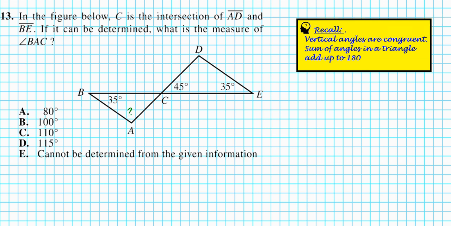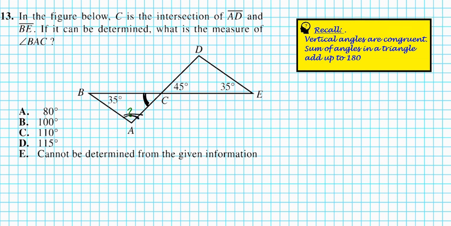Now some things to remember concerning elementary geometry are as follows. Vertical angles are congruent, okay? And you also have to remember that the sum of angles in a triangle add up to 180, or they're supplementary. That means exactly the same thing, okay? Now let's see what we can do here. We're looking for this angle. So if I can find this angle right here, then I can use the triangle angle sum theorem to figure out what this angle is.